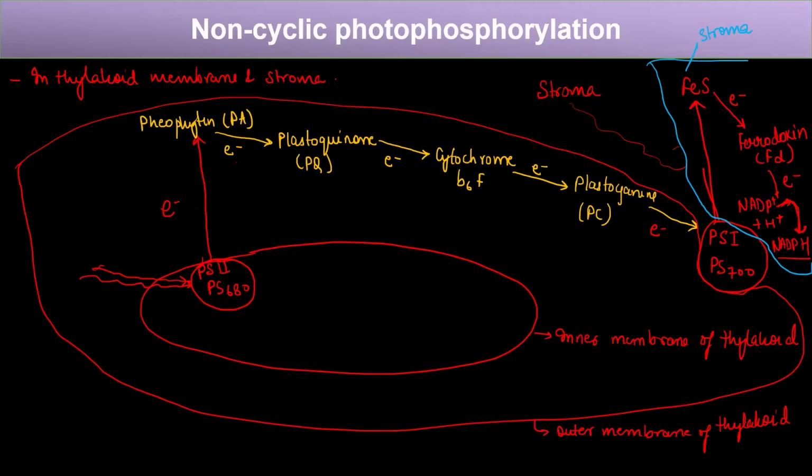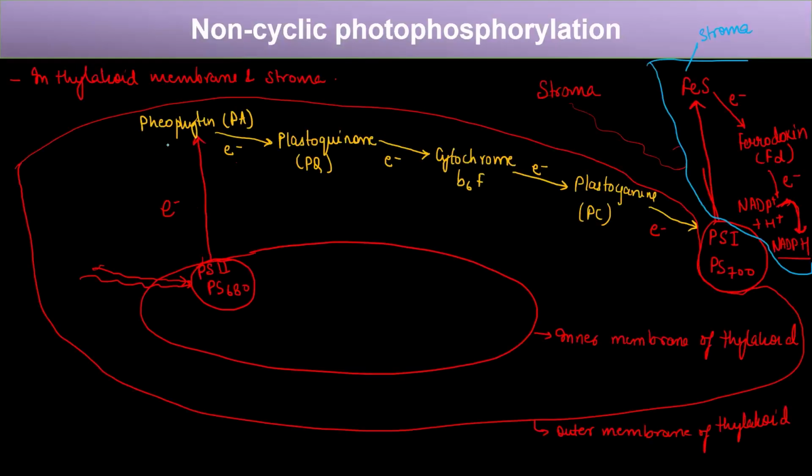Now, what is the important thing to remember from here? We are seeing a series of electron transport chain electron carriers, right? So let's talk about these electron carriers. The first electron carrier that we see is pheophytin. Now, this pheophytin is known as colorless chlorophyll A. Why? Because its structure is similar to chlorophyll, but it does not have any color. Because of this, pheophytin is known as colorless chlorophyll A.